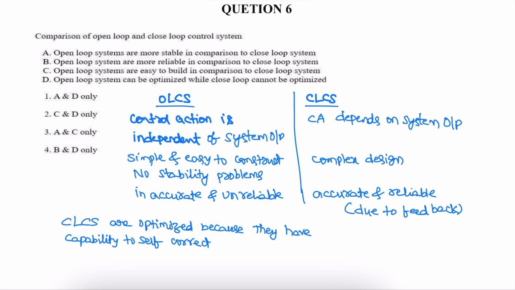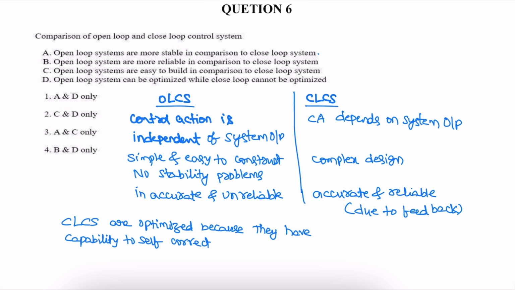Let us see the statements one by one. Statement A: open loop control systems are more stable in comparison with closed loop control systems. Correct. Statement B: open loop control systems are more reliable. These are not reliable when compared to closed loop control systems. It is wrong. Open loop control systems are easy to build in comparison with closed loop control systems because there is no feedback in open loop control systems. Very few components.